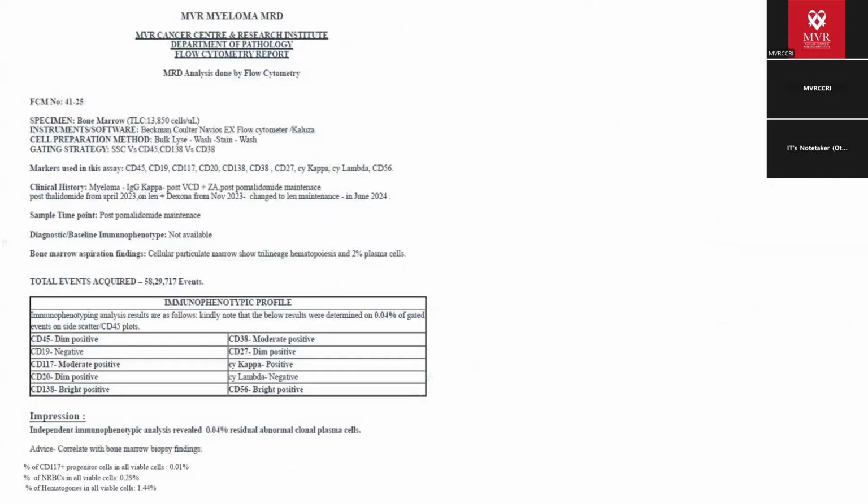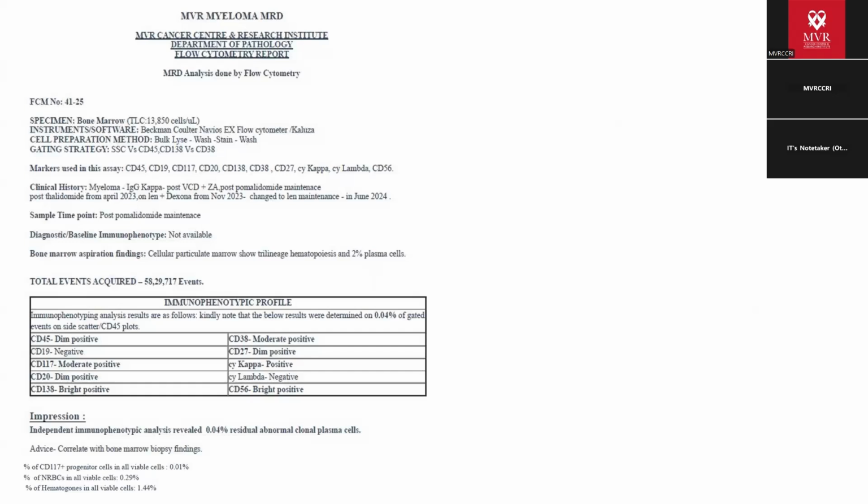Okay. So this is how we give the report in MVR. We say what the sample is and what the instrument and gating strategy are. You can see the markers used here. Then the time point. We say what is the total number of events acquired. Okay, a minimum of at least 2 million is to be acquired. 5 million is very good. And then we say whether MRD is positive or not. What is the percentage of MRD? 0.04. And for this 0.04%, how it is abnormal, what markers came up abnormal, and what the restriction was, kappa or lambda, we can see within this table.